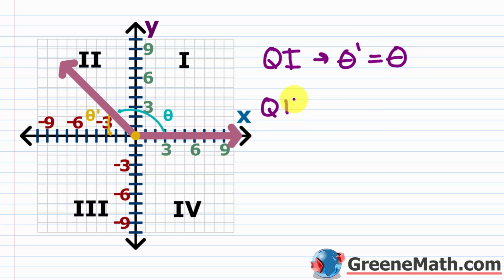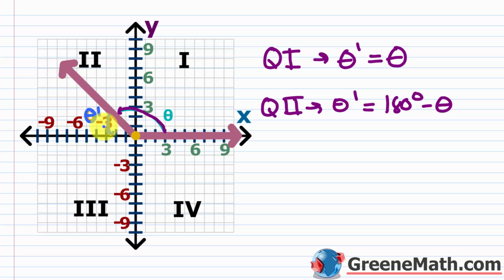If you're in quadrant 2, then theta prime is going to be equal to 180 degrees minus your angle theta. We can see that with this example here. Here our terminal side lies in quadrant 2. So we have this angle here, theta, and that's the measure there. But then we have this angle theta prime. You can see that from the terminal side here to the x-axis is our angle, and we're calling this theta prime.